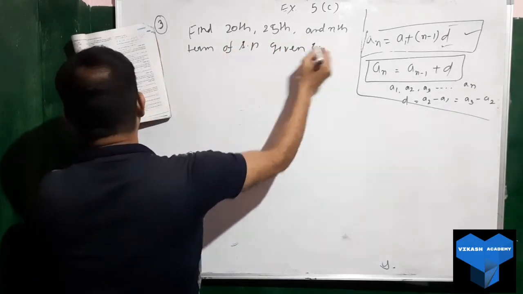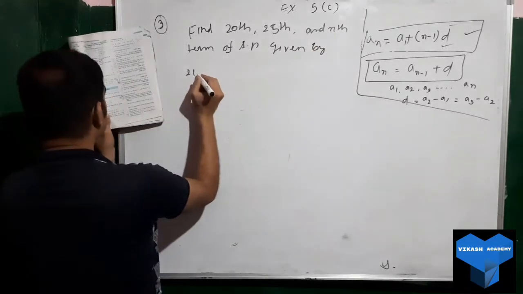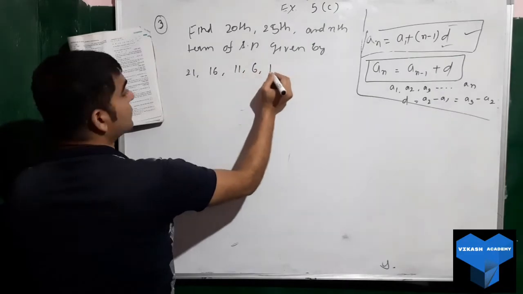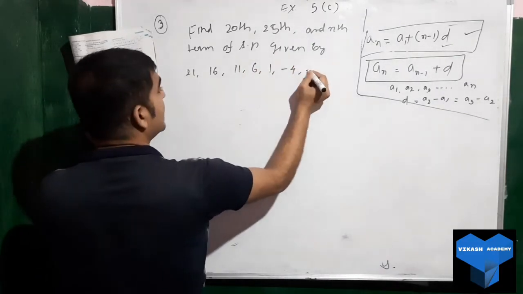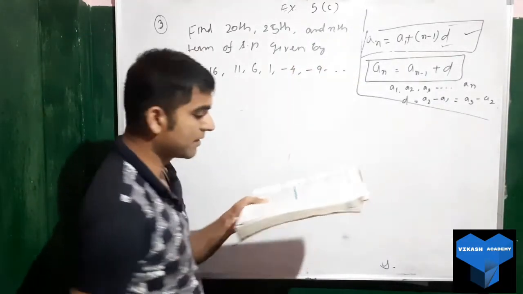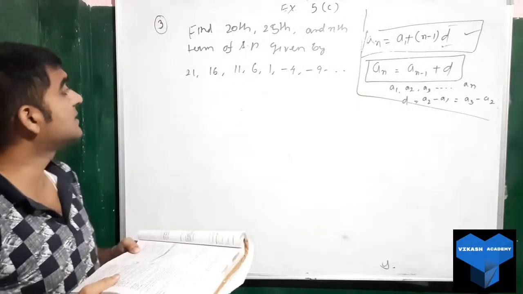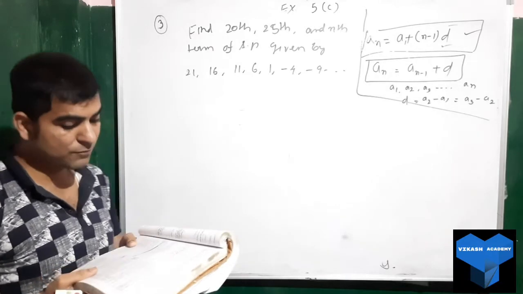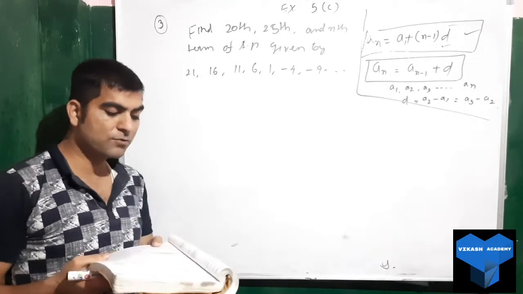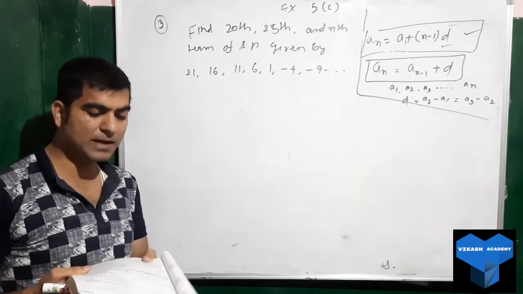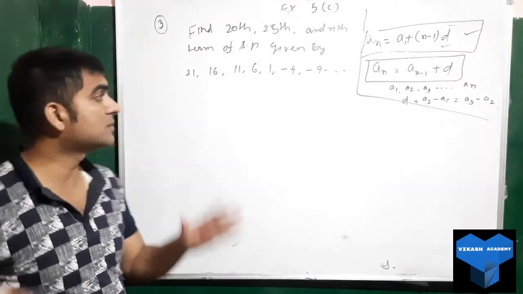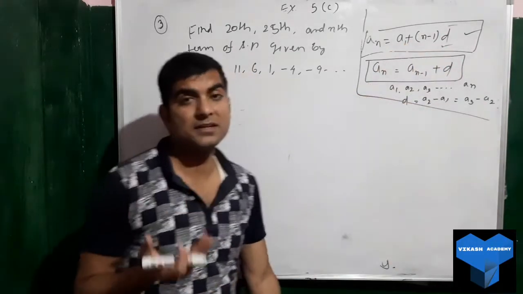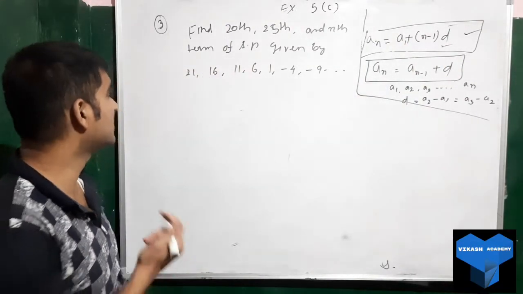So first, the AP has been given: 21, 16, 11, 6, 1, minus 4, minus 9, and so on. What we have to find is the 28th term, 25th term and nth term of the AP. So first of all, our aim is to find A1 and the common difference, then the other things we can find out easily.